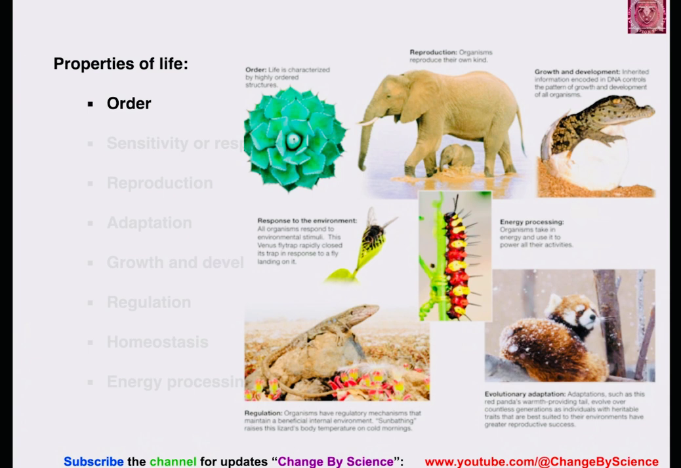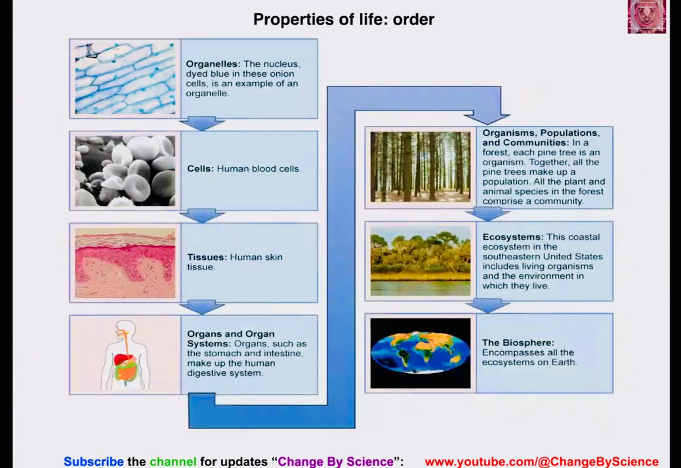Evolution or evolutionary adaptation: adaptations such as this red panda's gripping tail evolved over countless generations, as individuals with heritable traits that are best suited to their environments have greater reproductive success. Now, you can understand the properties of life, and the first property of life is order: organelles, cells, tissues, organs and organ systems, organisms, populations, and communities, then ecosystems, then the biosphere.